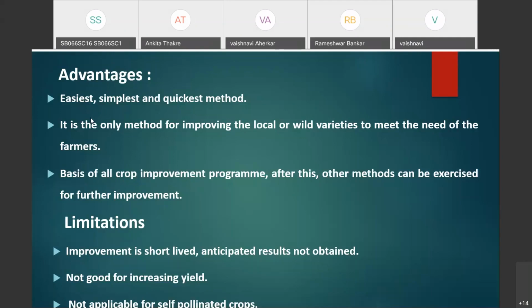And another reason is that there is no control on pollination. You don't have to control the pollination in this method, because generally it is practiced in the cross pollinated crops. When you think of other methods which are used for improvement, for example pure line selection, which is the second method of selection, the control on pollination is the most important factor. You have to control the pollination, but this is the method which is very simple. Here there is no control on pollination.